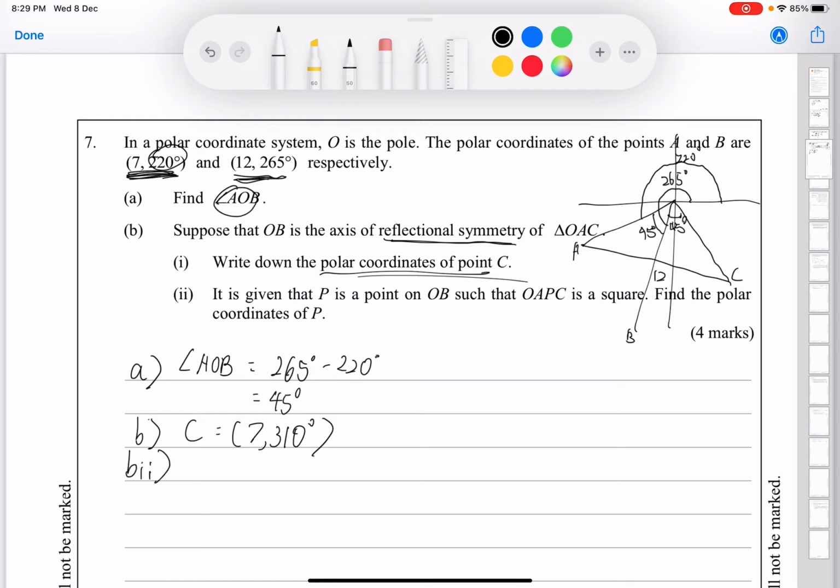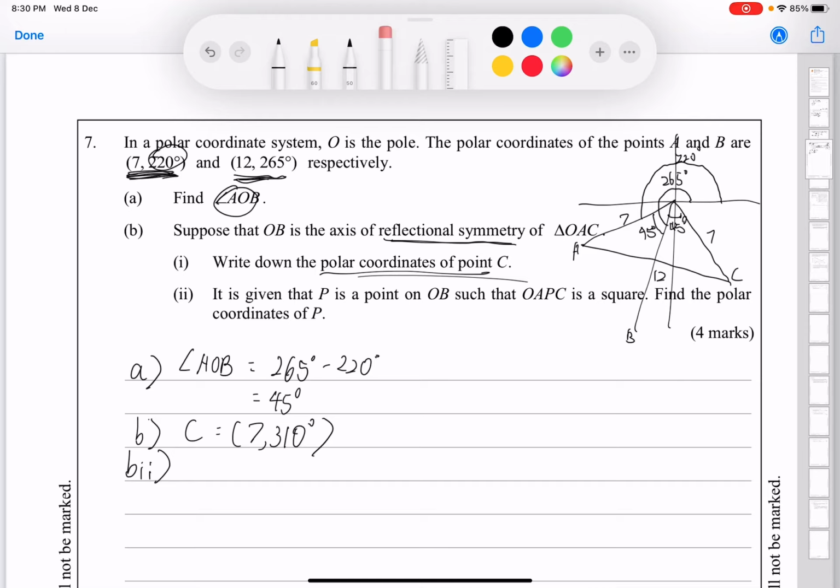Part B2. It's given that point P is a point on OB, such that OAPC is a square. Find the polar coordinates of P. Firstly, we need to know that this one is 7, this one is 7. And then it is a square. OAPC is a square.